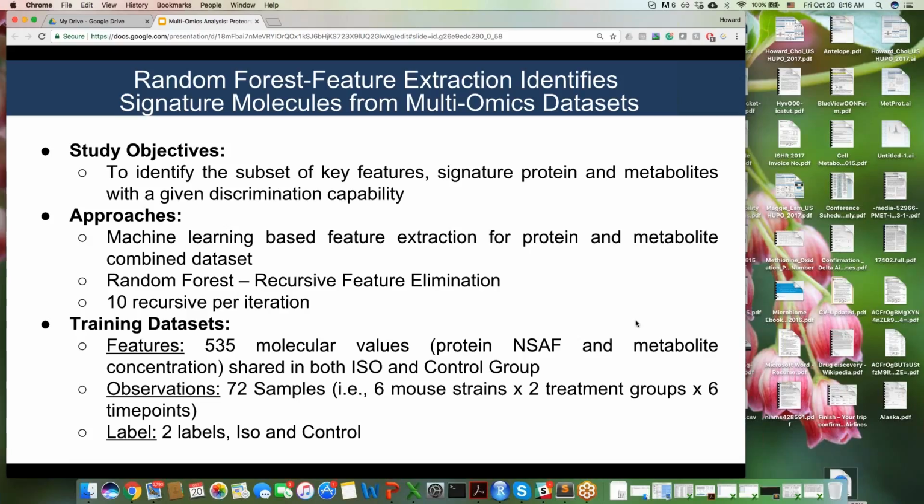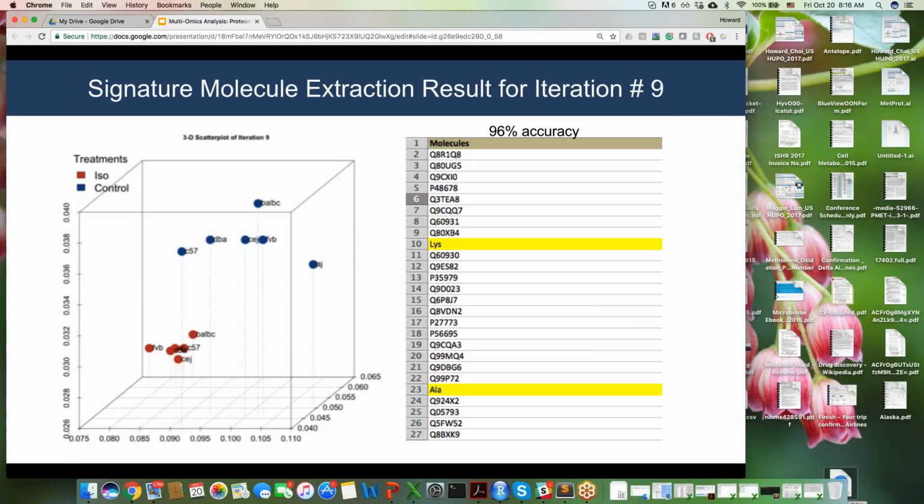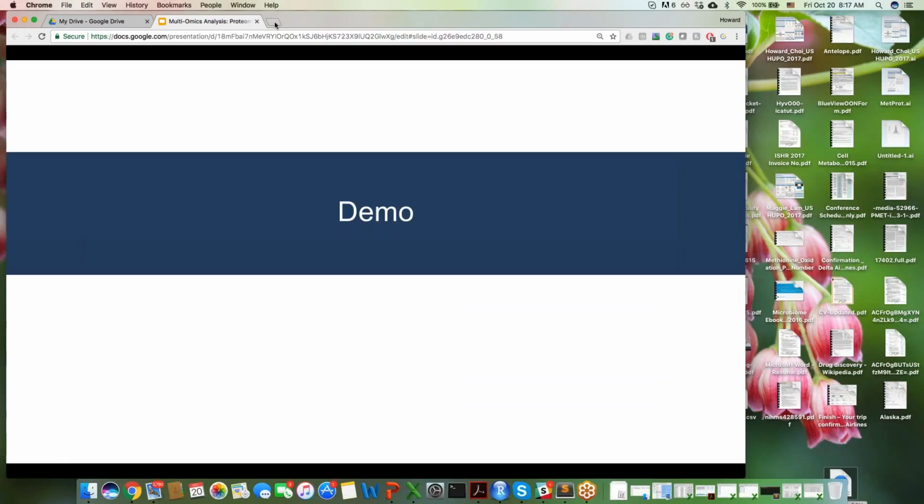This slide illustrates the signature molecule extraction results for iteration number 9. It identified 26 key features, including 24 proteins and 2 amino acids, and it was able to yield very high accuracy, about 96%. And as you can see in the 3D PCA plot on the left side, you can appreciate the clear distinction of ISO from the control group. This is the end of my presentation, and I can quickly go over the demo.